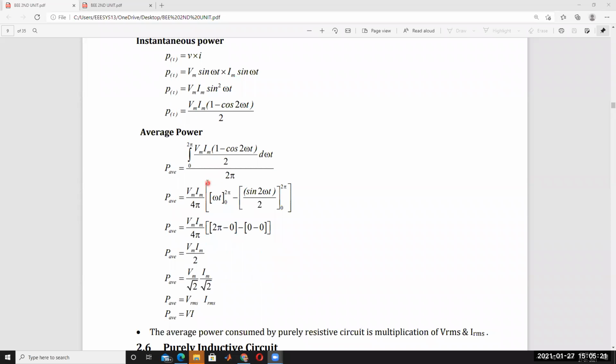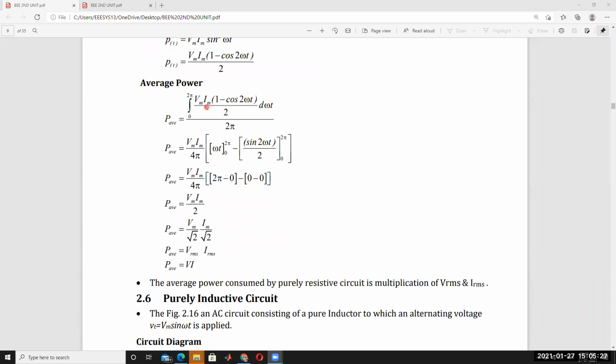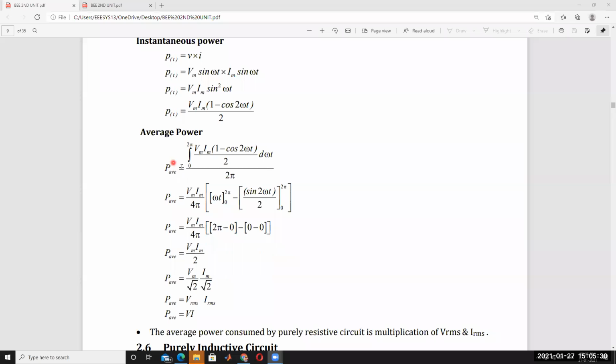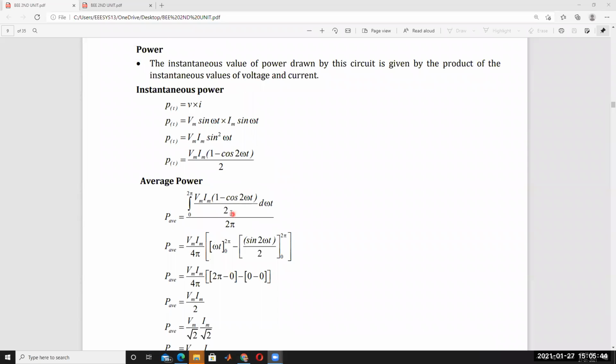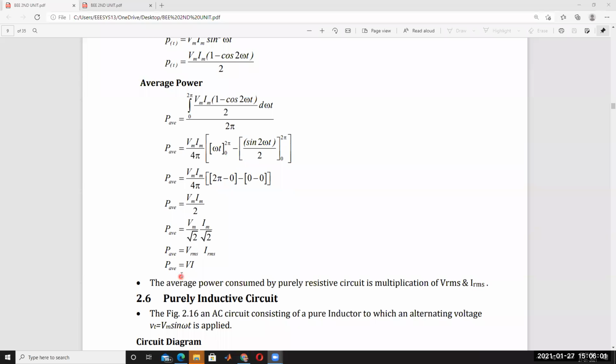Then average power: take the integration from 0 to 2 pi of Vm Im (1 minus cos 2 omega t) by 2, divided by 2 pi, d omega t. Vm Im by 2 pi is common, and with the 2 here it becomes 4 pi. So we apply the integration.